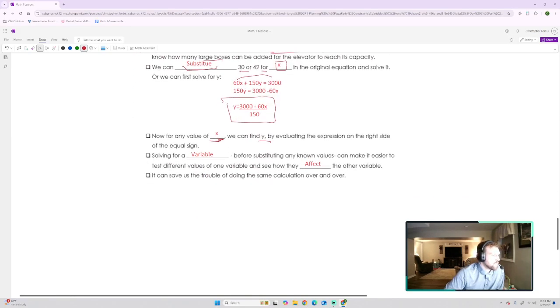So, solving for a variable before substituting any known values can make it easier to test different values of one variable and see how they affect the other variable. So that's why we solve for the variable first before plugging it in, because then if we wanted to test other numbers, we could do that too. Alright. That's it. We did it.